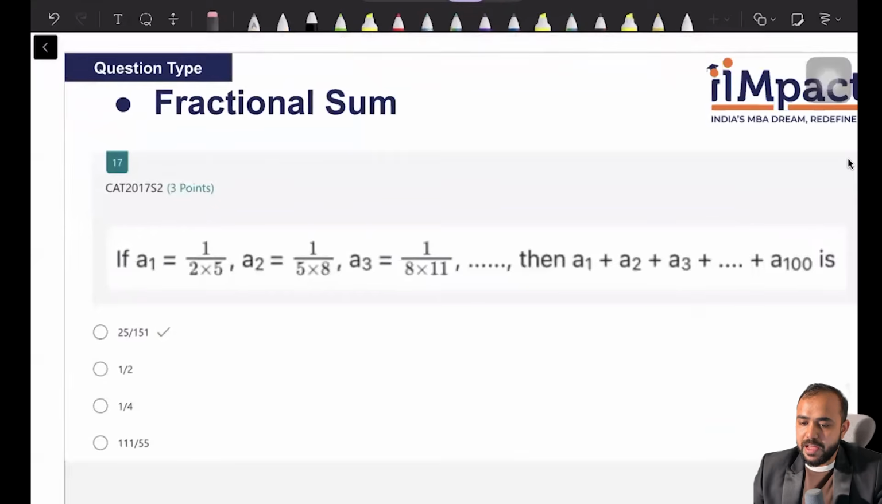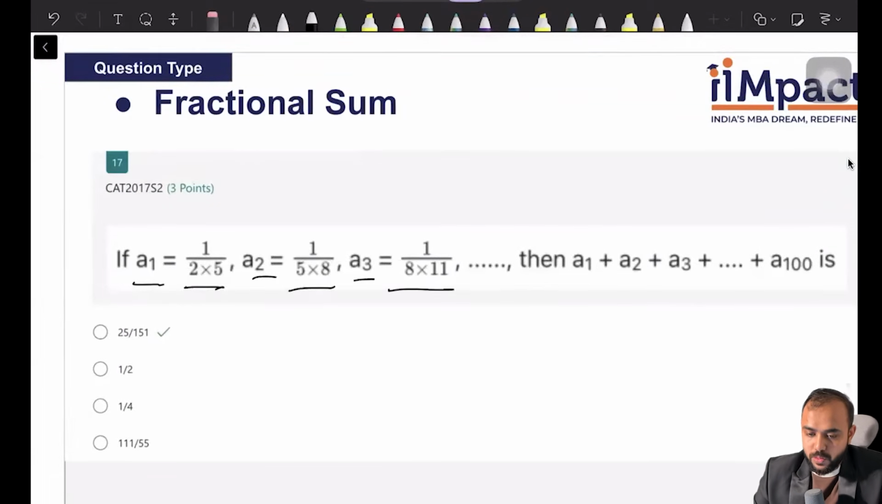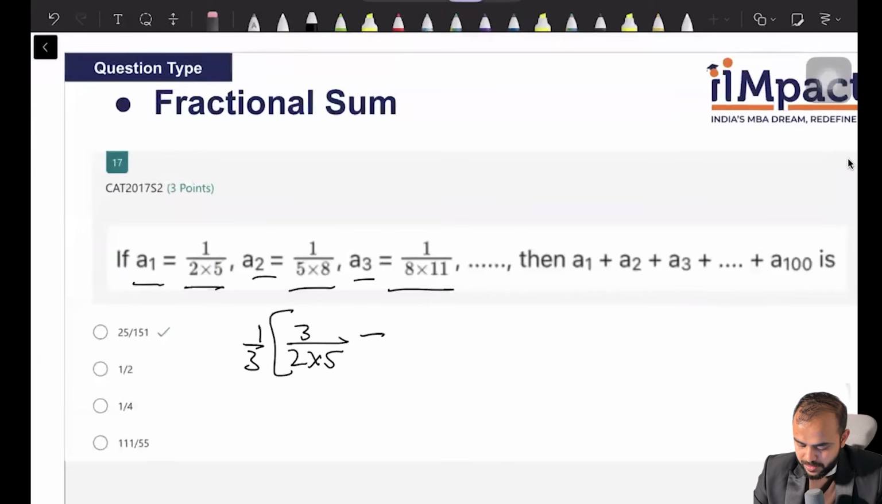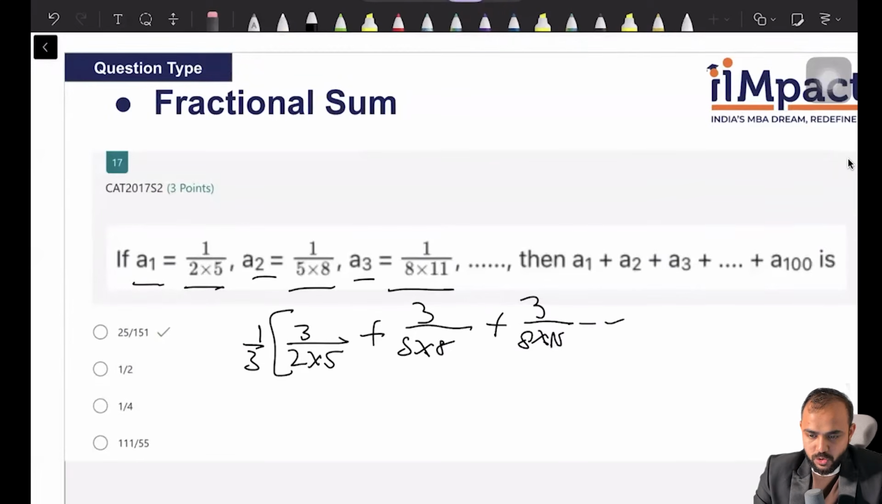This is what I meant by fractional sum. A1 is equal to this, A2 is equal to this, A3 is equal to this. Are the factors of the denominator having a common difference? Yes, they are. Which means when I add these, I will do 3 and 1 by 3: 3 by 2 into 5 plus 3 by 5 into 8 plus 3 by 8 into 11 and so on.